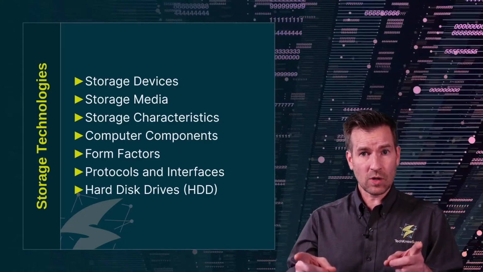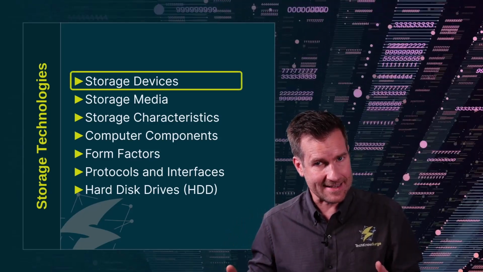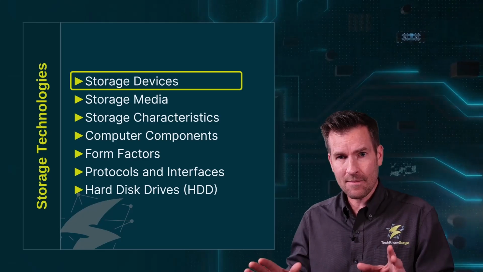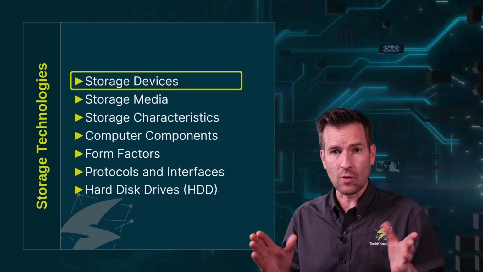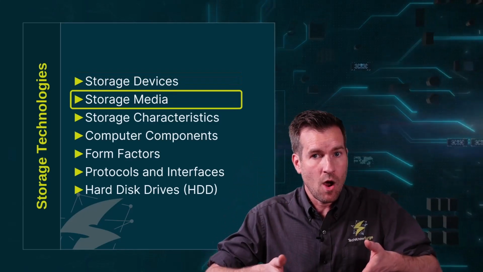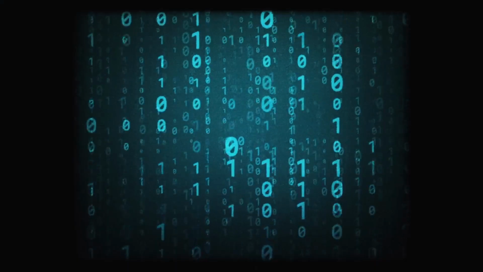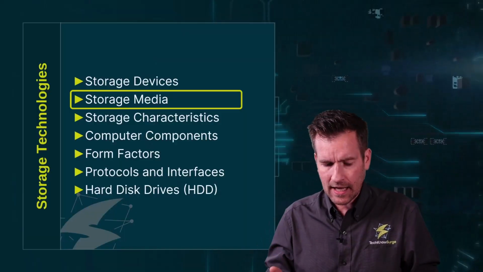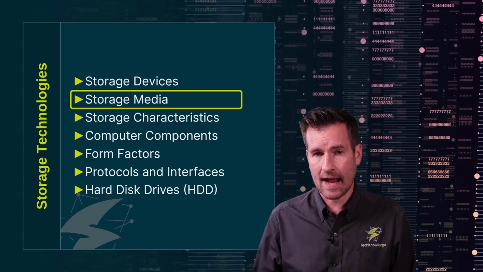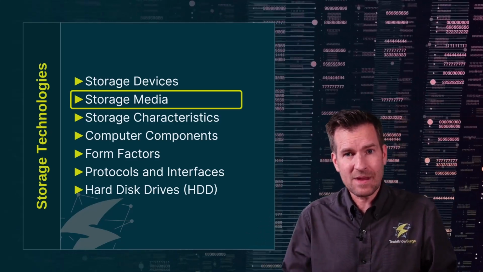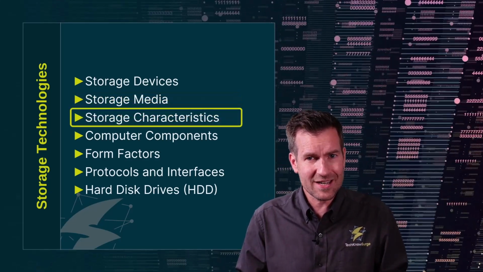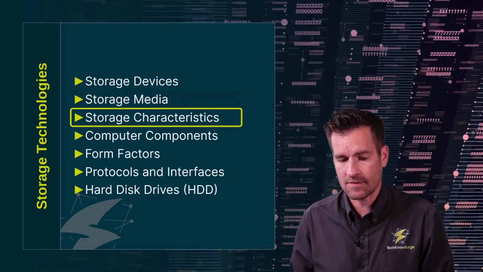We'll kick this module off getting into storage devices. What do storage devices look like and what are some of their characteristics? This is going to be a high-level overview of those different storage devices. Then we'll talk about the media, where the bits are actually stored. We'll talk about what that media looks like and some different types of media that are out there. Each one of those different media has different characteristics, so we're gonna get into those characteristics and what we call certain types of storage.